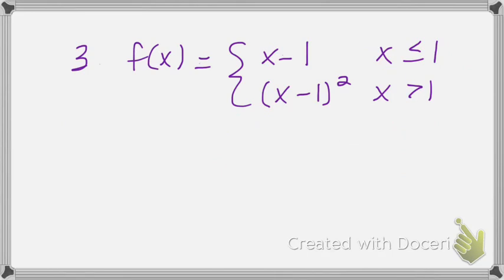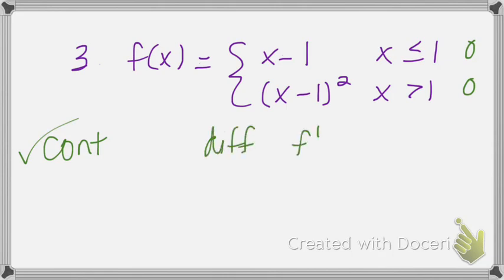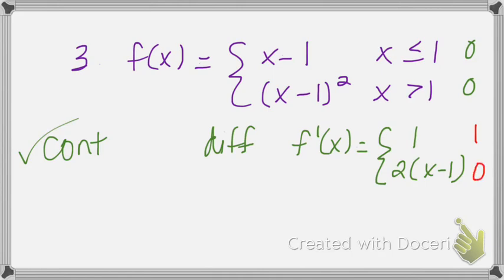Alright, again, start with the continuous part, plug in 1 in the top and the bottom. You do get 0 for both, so we know, check, it is continuous. So now let's look at the differentiable part. We need to find the derivative. The derivative of the top is 1. The derivative of the bottom, you can multiply it out and find it, or we could just find the chain rule derivative, so 2 times x minus 1. Alright, we're plugging in a 1, so on top you get 1. On the bottom you get 0. So it is not differentiable.